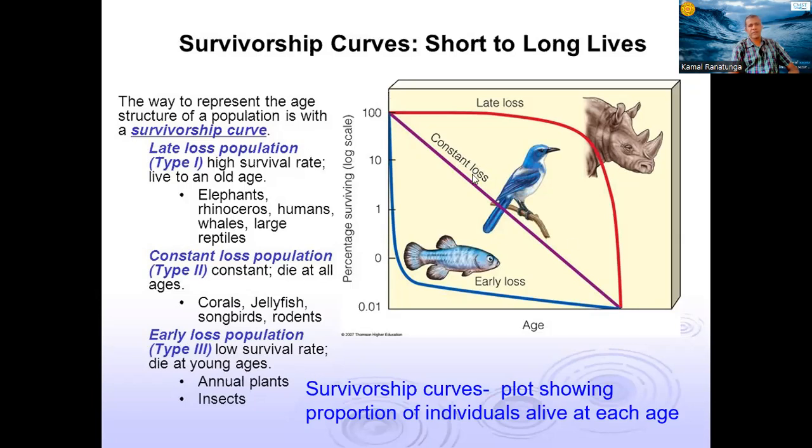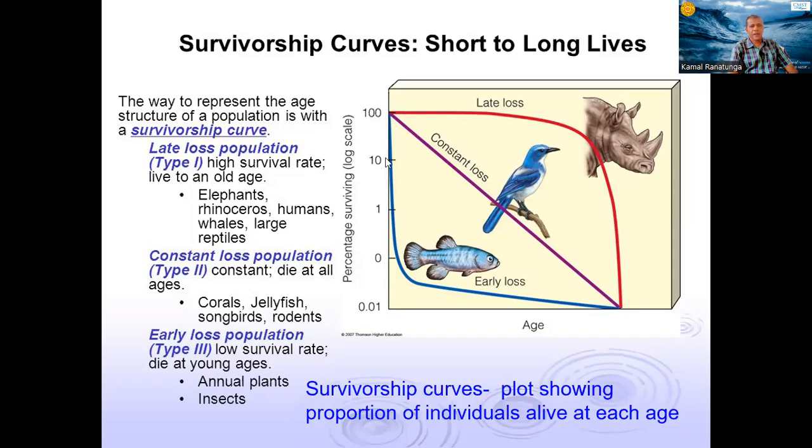The second type of survivorship curve is called the constant loss type. Many birds, and even small mammals like rats and squirrels, have this kind of constant loss because their death rate is pretty much the same throughout their lifetime. The same death rate as young, mid-age, or even old age. They continuously die at a similar rate. And that constant loss is the type 2 survivorship curve.